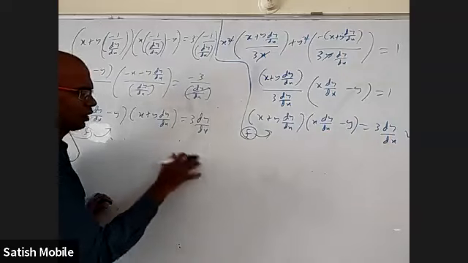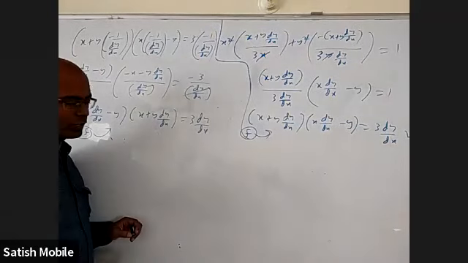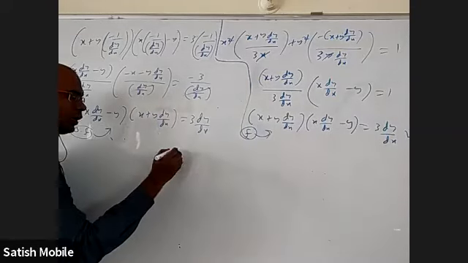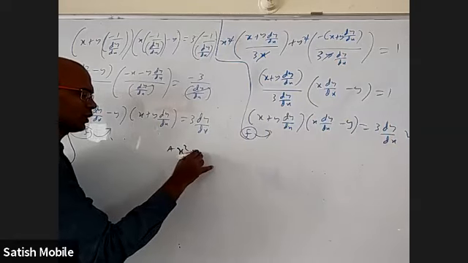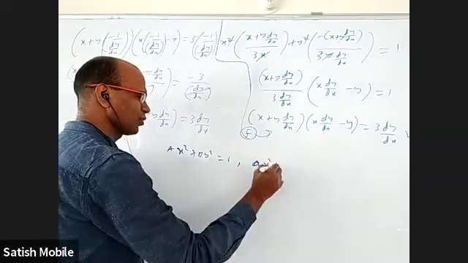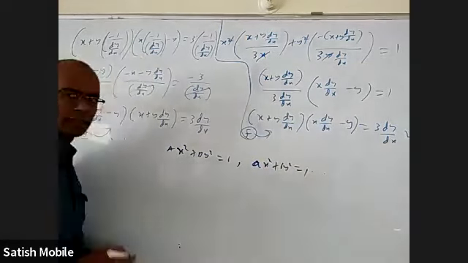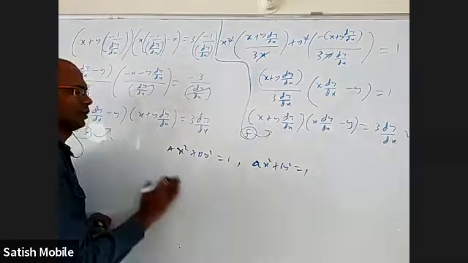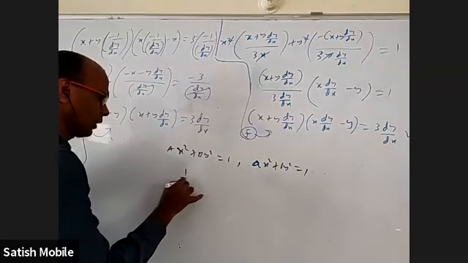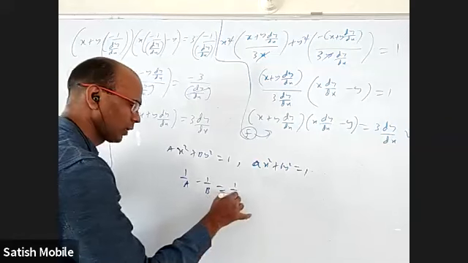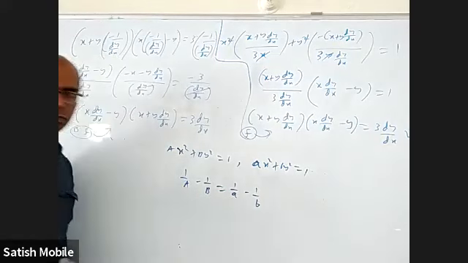If you remember in tangents and normals, especially in the first year mains material that was done, or in IP, the last solved example, if I remember, angle between the curves based on the concept. x square by a plus y square by b equal to 1 and x square by small a plus y square by small b equal to 1 will intersect each other orthogonally if 1 by a minus 1 by b is equal to 1 by a minus 1 by b.